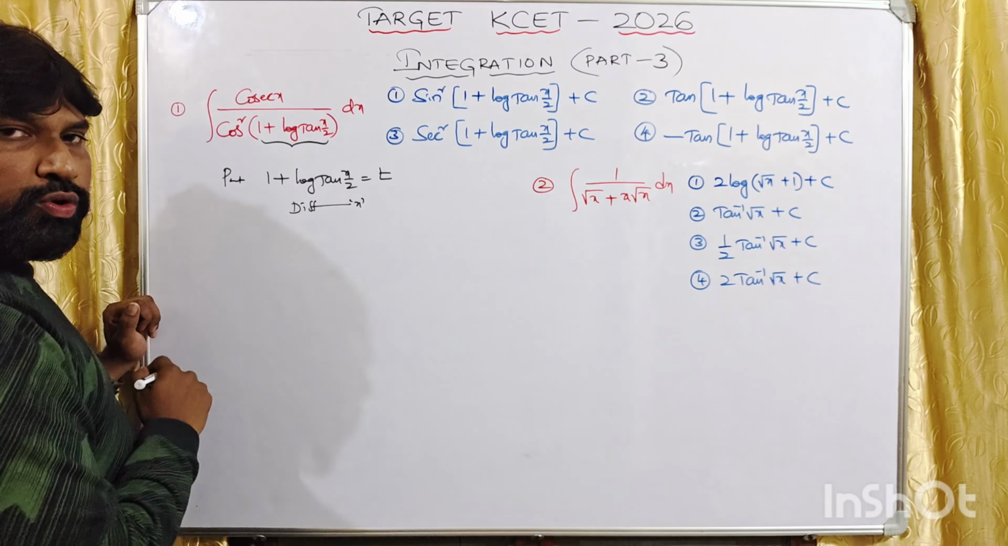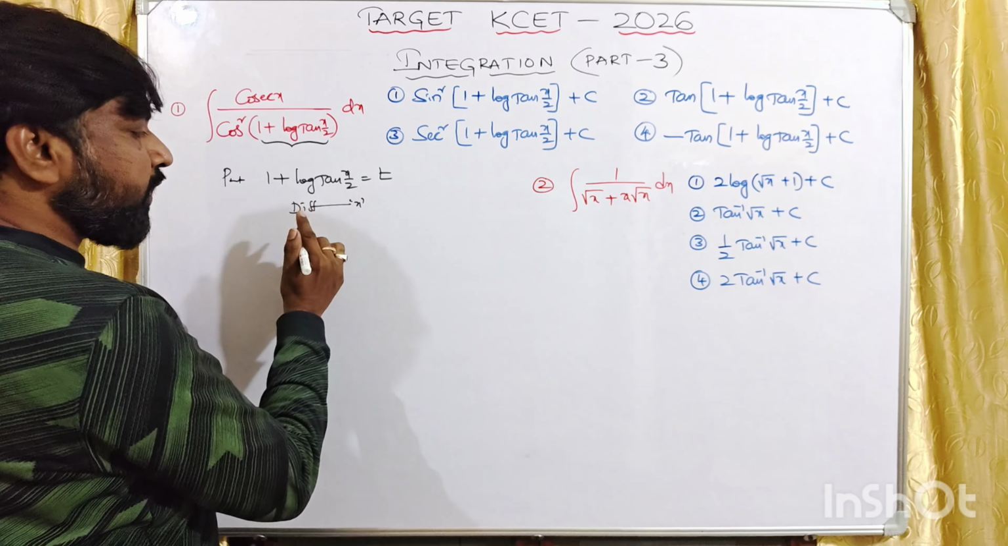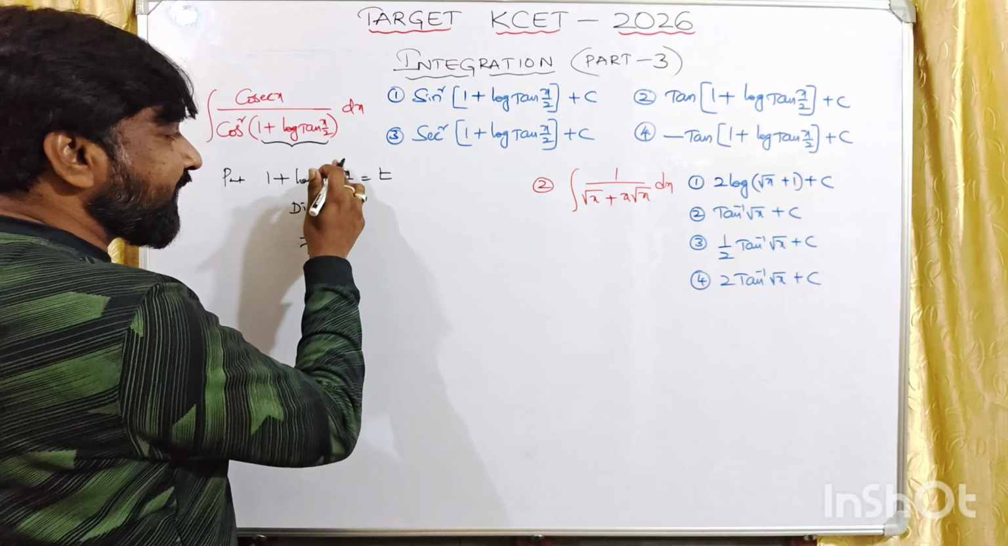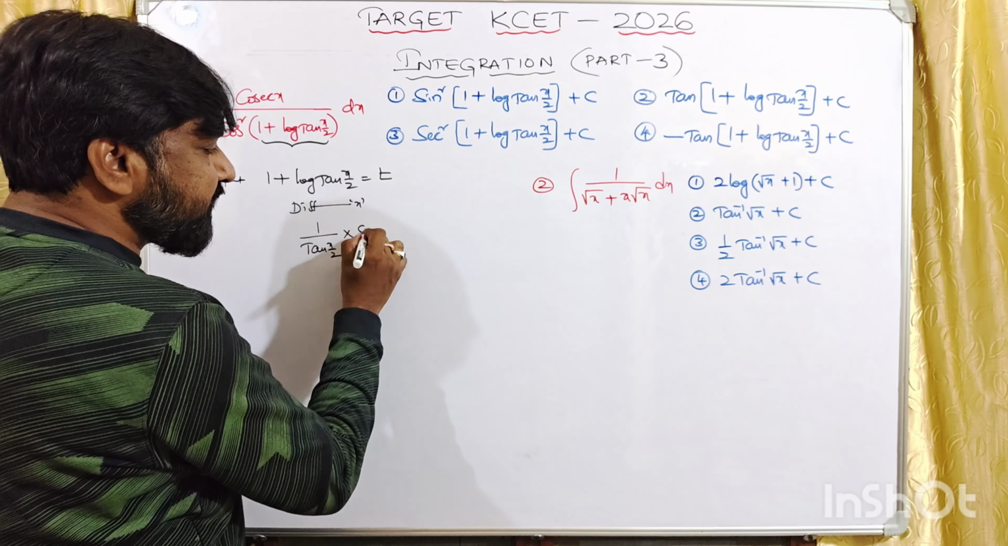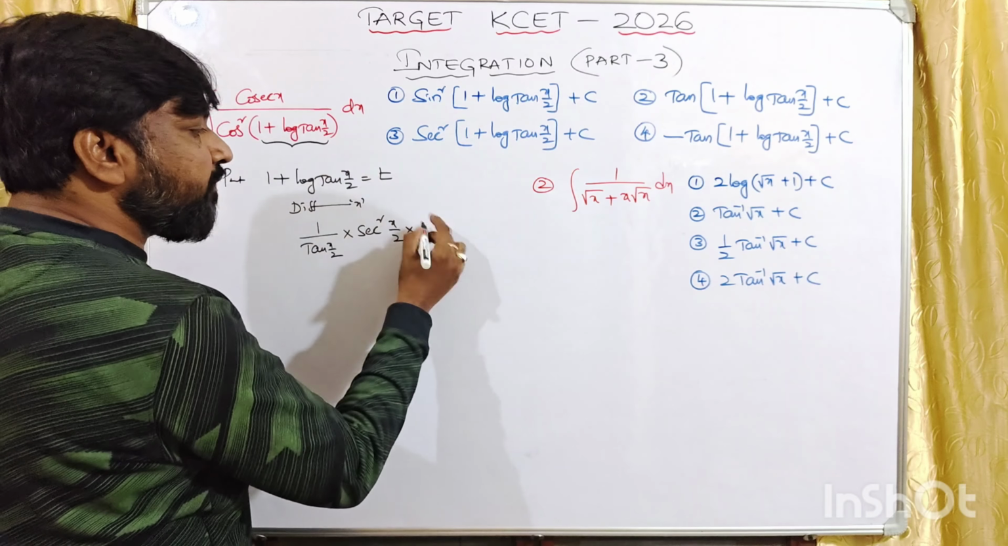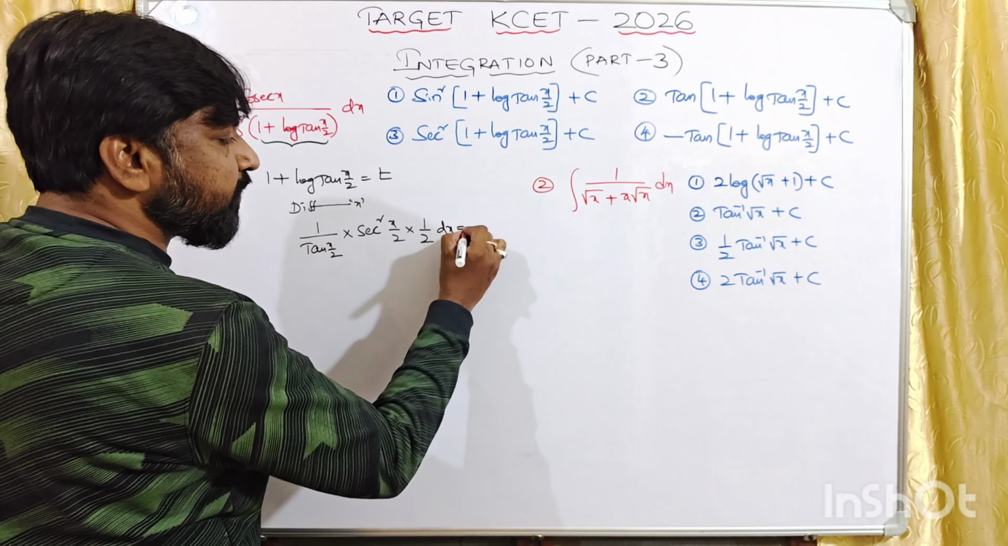You are going to get derivative of 1 is 0. Derivative of log x is 1 by x, where x is tan x by 2. Into function of function: derivative of tan x by 2 is secant square x by 2, into derivative of x by 2, which is 1 by 2. So dx equals dt.